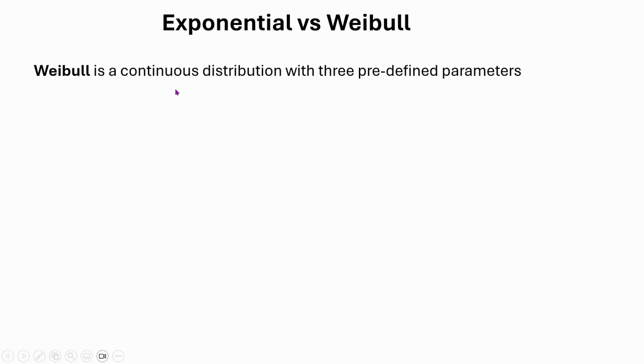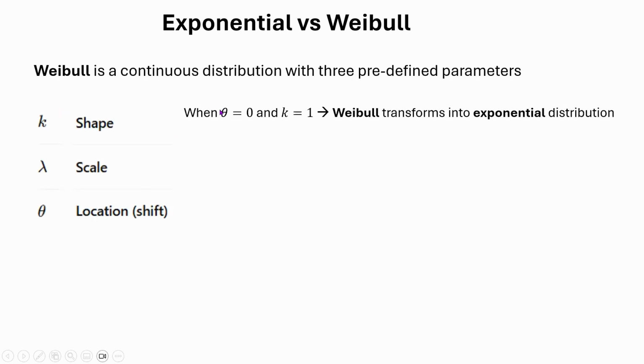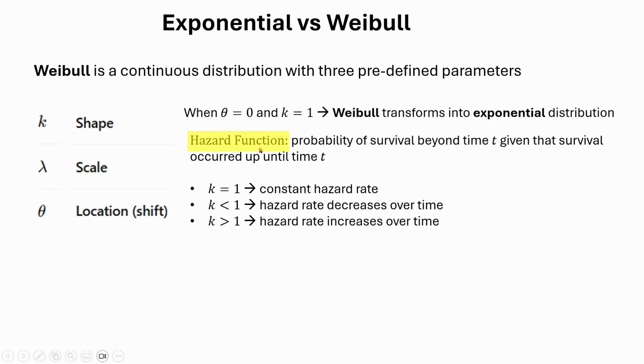So finally, let's talk about exponential versus Weibull. Weibull is basically a continuous distribution with 3 predefined parameters. You know that if you followed my series so far. These parameters are shape, scale, and location. When your location is 0 and your shape parameter is 1, then Weibull transforms into exponential distribution. So what is the significance of this? There is a thing called hazard function in survival analysis. The hazard function is basically as follows: probability of survival beyond time t, given that survival occurred up until time t. This is the hazard function.